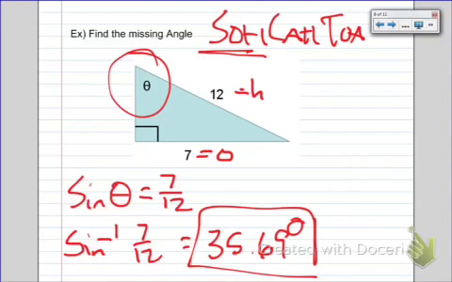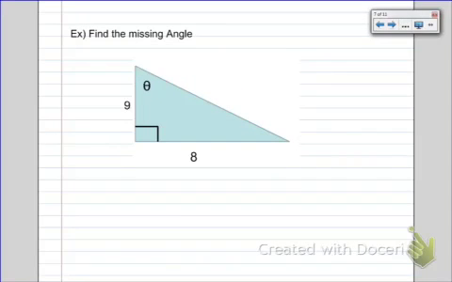Okay? Figure out the sides you have. What are they compared to your angle? And then which trig function to use. Alright. Here's another one. Go ahead, pause the video right now. See if you can do this one, maybe with the person next to you on your own. Take about a minute, minute and a half, see if you can go.